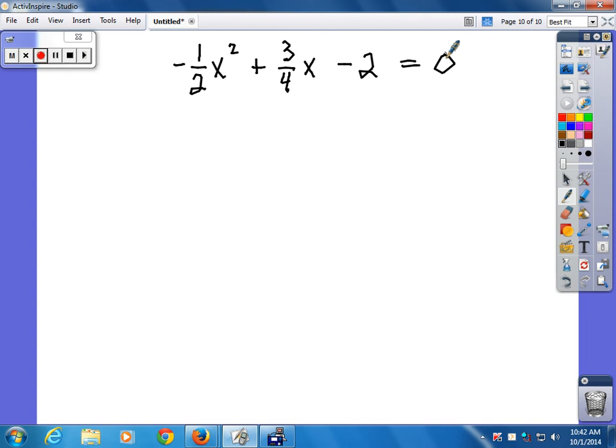All right, I'll start you off. I'll move C for you. Negative 1/2 x squared plus 3/4 x plus blank is equal to 2. There you go. That'll help you out.